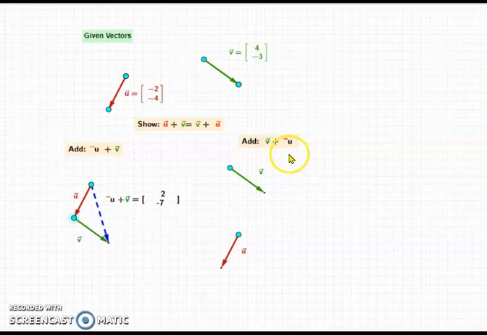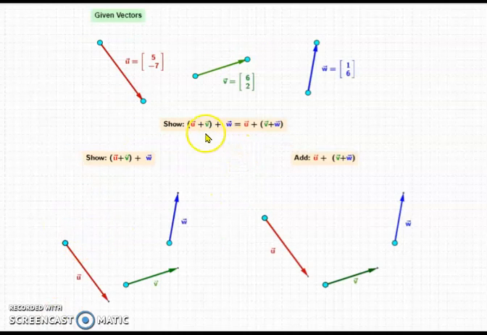So for vector v plus u, this is v, we connect u. The result is this vector, and that vector is 2, -7. It's the same with this one. Therefore, these two vectors are equal.